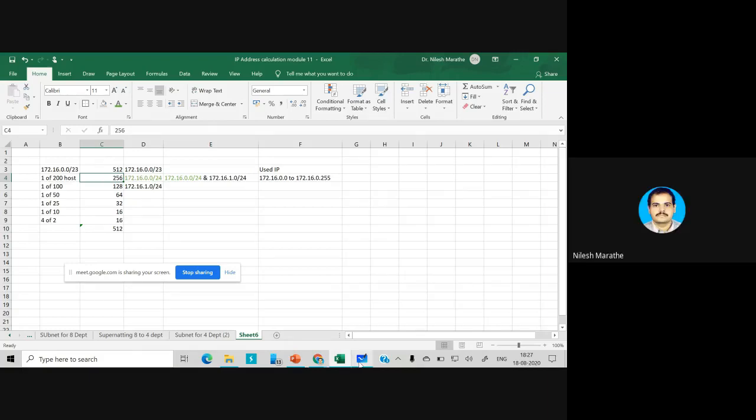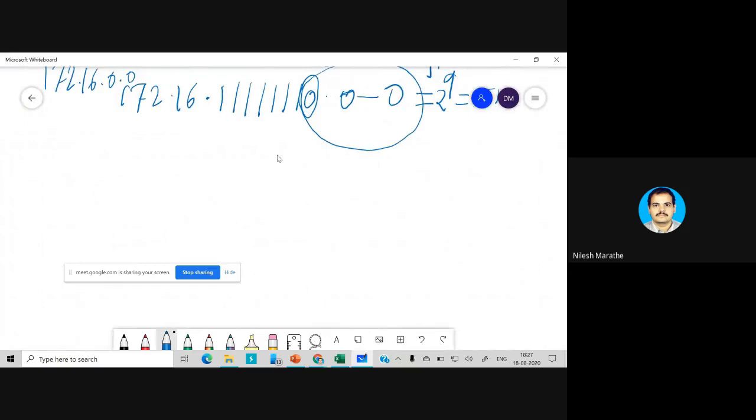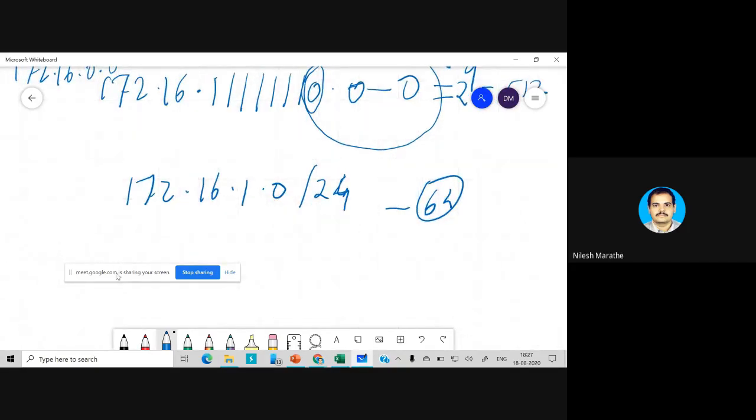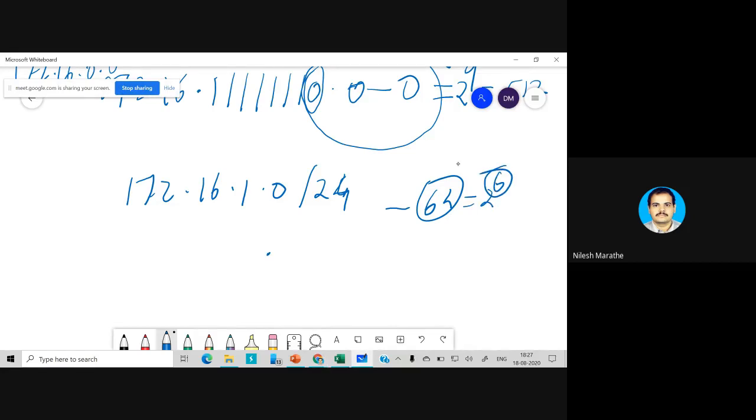So let me go further. Now we are going to split 172.16.1.0, which is currently /24. Now the requirement is 64. 64 means the number of bits is 6 bits. So 6 bits from the last octet are required for host, and 1 bit belongs to the network. Is it clear or no?